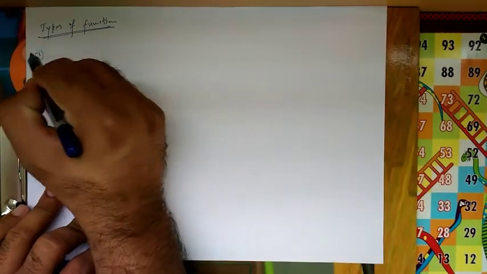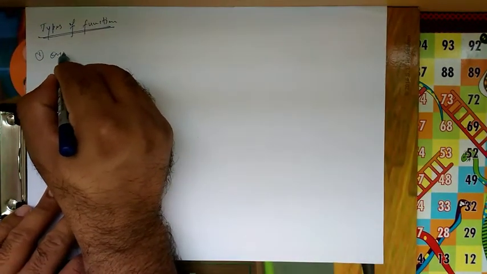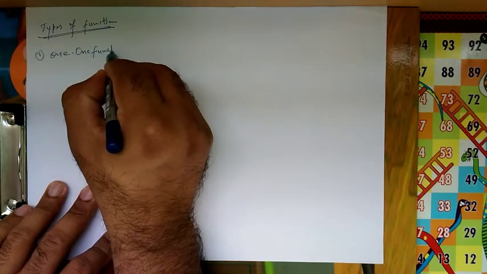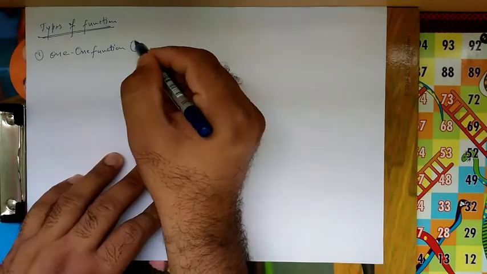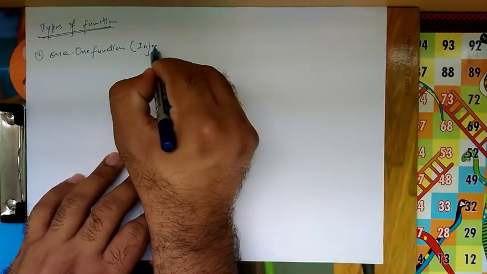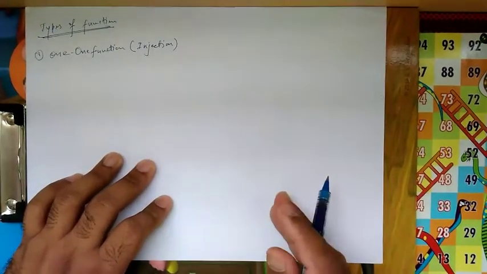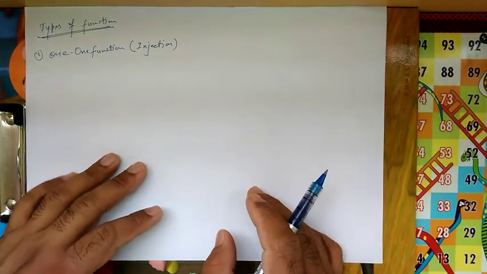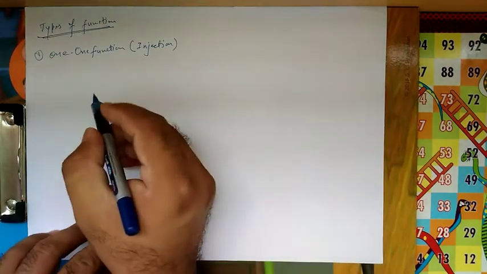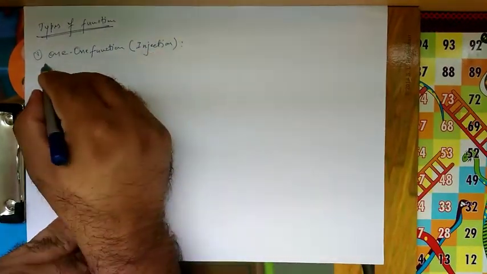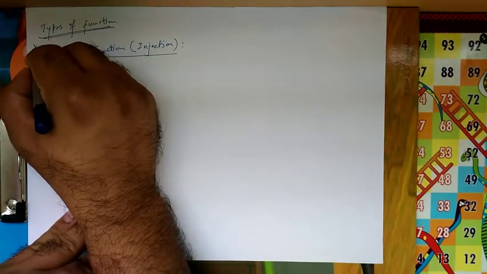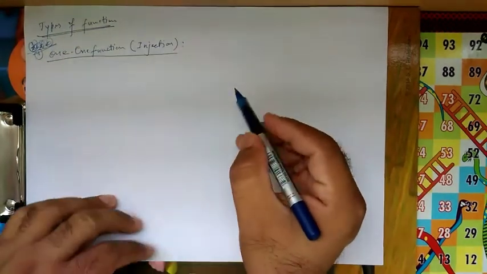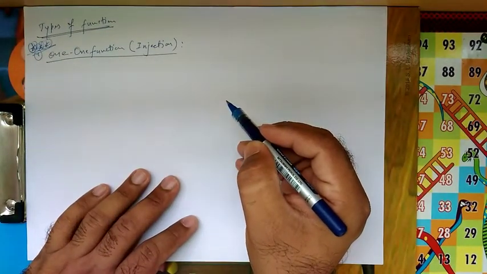Then the first one is one-one function, and it is also called injection, or injective, or injectivity. These are the words which are used for this function also, and one should very well note it down. Why? Because this is a very important 3-star function. Questions are asked from here.